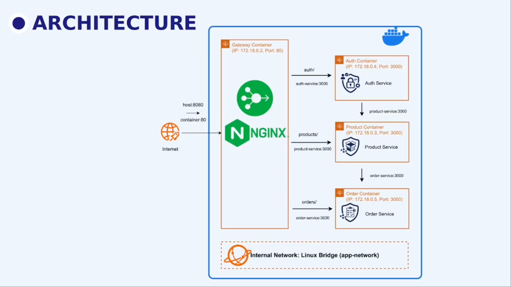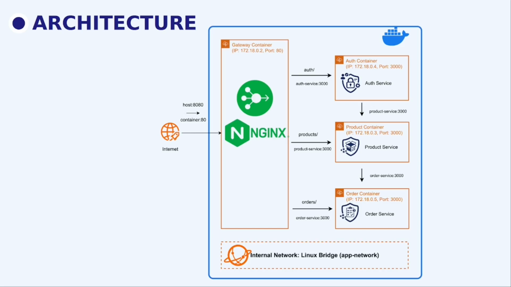Architecture. Let's look at the architecture. The client sends a request to the host on port 8080. Docker then forwards this request to the gateway container. Inside Docker, we have a bridge network where all services communicate. We have three services: Auth Service, Product Service, and Order Service.